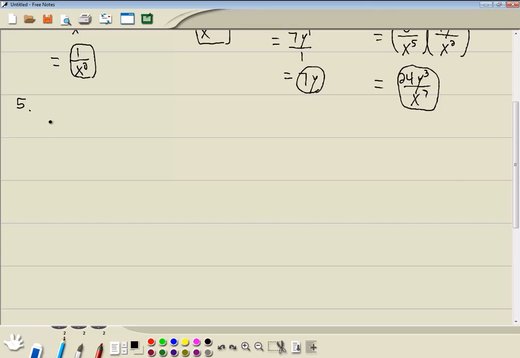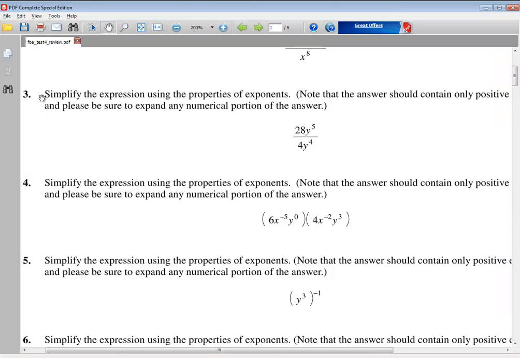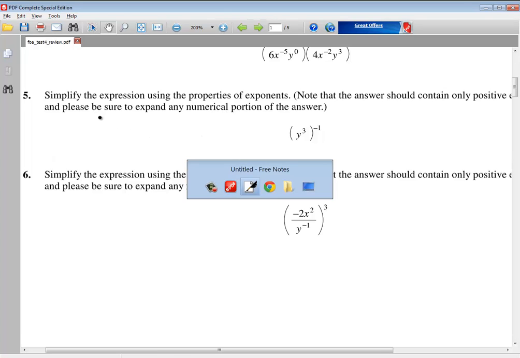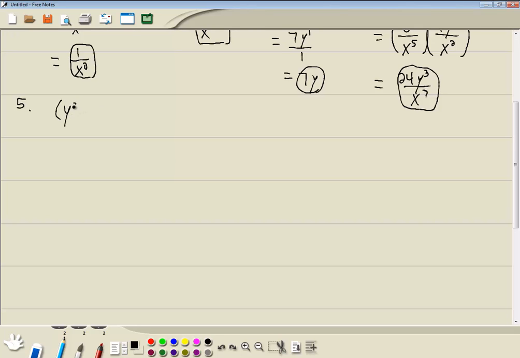Okay, problem number 5. It says simplify the expression by using properties of exponents. So we got y to the third, to the negative 1 power. Well, this one, there's different ways you could do it, but to begin with, we could raise this exponent to this exponent. When you raise one exponent to another exponent, you multiply them together. So 3 times negative 1 gives us negative 3.